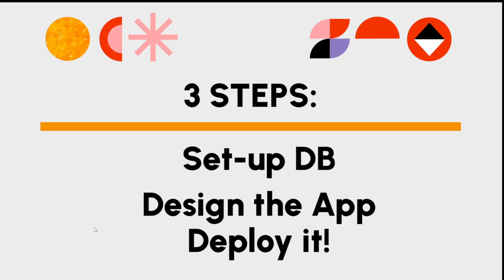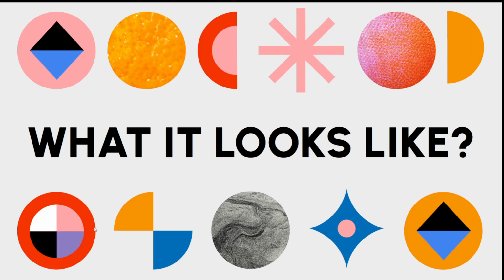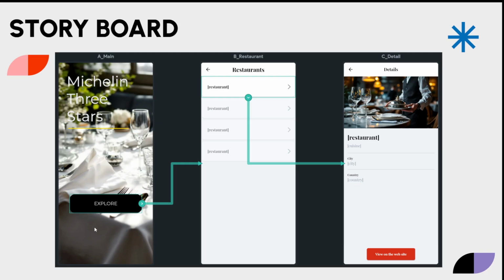First, we'll set up our database. Second, we'll design the look and feel of the app. And finally, we'll deploy it so we can use it. But first, let's take a quick peek at what the finished app will look like. Here's the plan for our app, visualized as a storyboard.